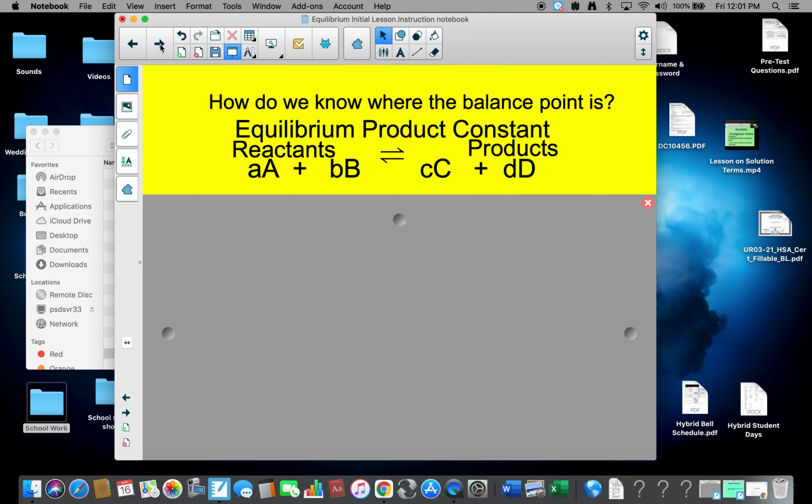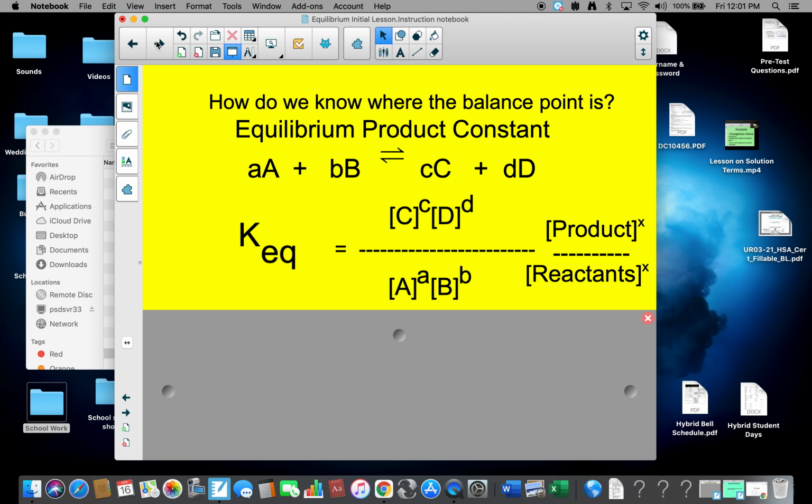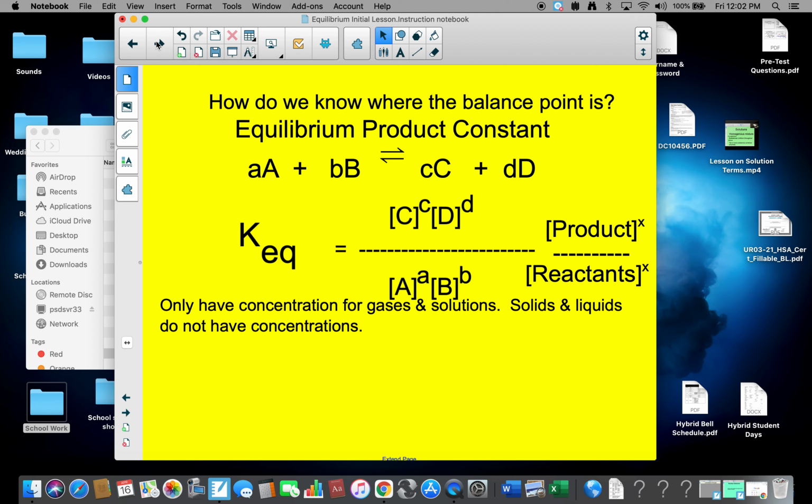We can take a reaction, and the way we show it's a reversible reaction is we have a double-headed arrow, okay? And we only use concentrations. Whenever you use little brackets, that means concentrations. We take the concentrations of the products raised to their exponents, so the coefficients here become exponents, divided by the reactants by their exponents, okay? So it's products raised to their power over reactants raised to their power, and only concentrations of gases and solutions. Solids and liquids don't have concentrations because they're pure. They're not part of something out of something.